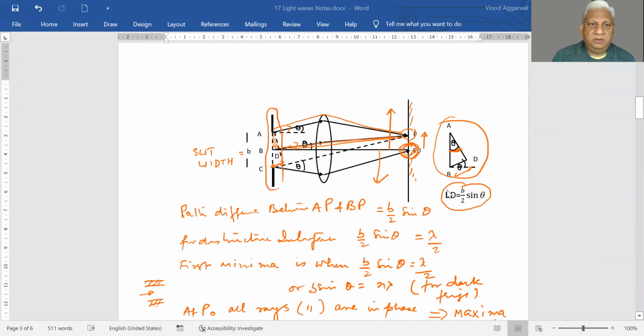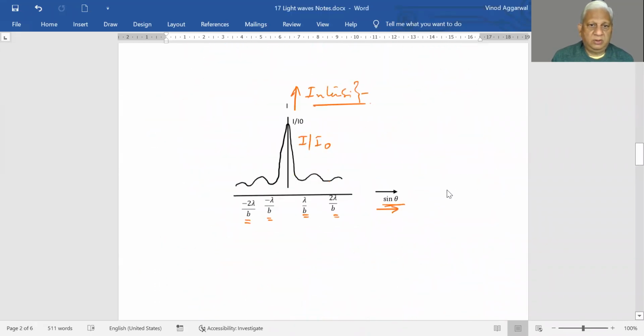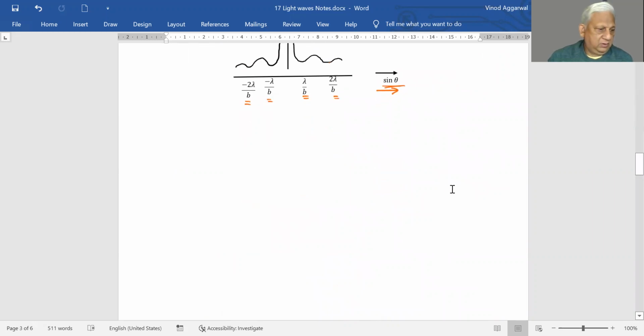Now, this treatment we have seen was for diffraction by a rectangular slit. This slit here was rectangular. Now, what if this slit, instead of being rectangular, is a small circle? Then what we'll see is diffraction by a circular slit.